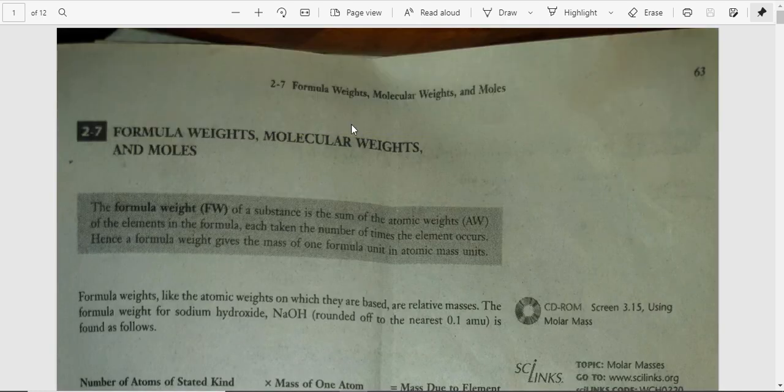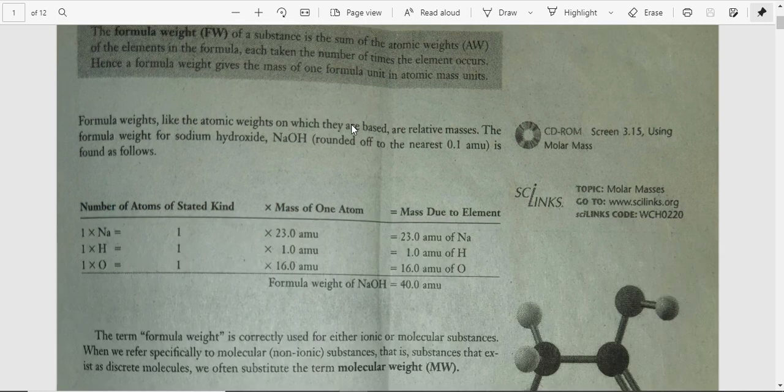Okay, so what is formula weight? Okay, formula weight is the atomic weight on which are based on relative masses. The formula weight of your sodium hydroxide or NaOH rounded off to the nearest 0.1 AMU. It is your atomic mass unit.